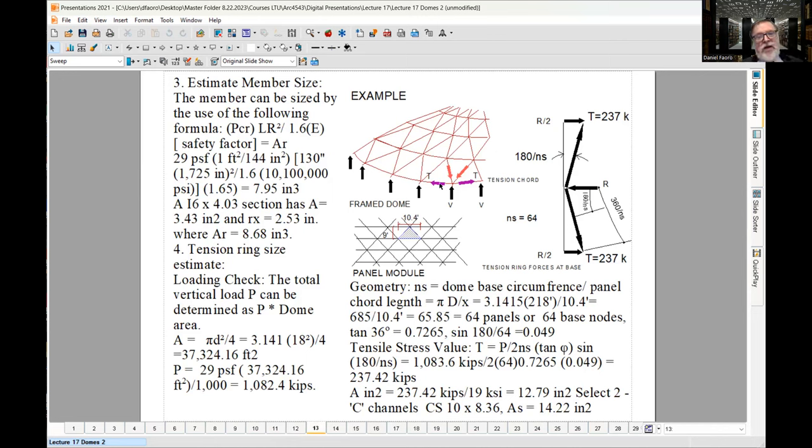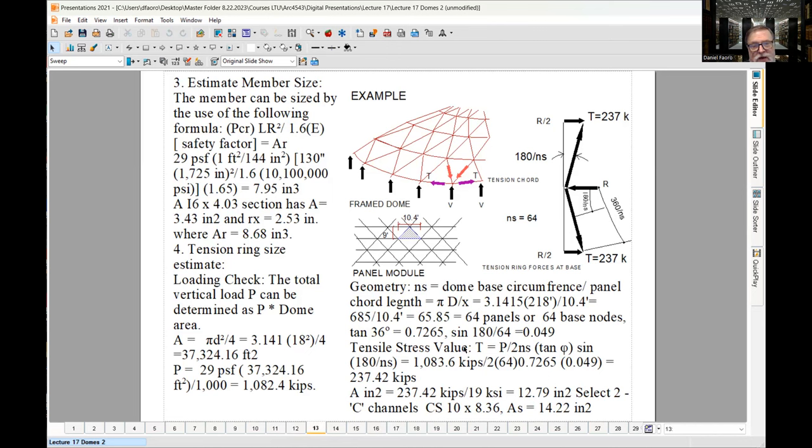And so our plan elements would be about 10.4 feet apart, 9 feet vertically spaced apart to the vertical points. There are 64 panels at the bottom as a result of our calculation based on the size of the panel and its total diameter. There are 64 base nodes.